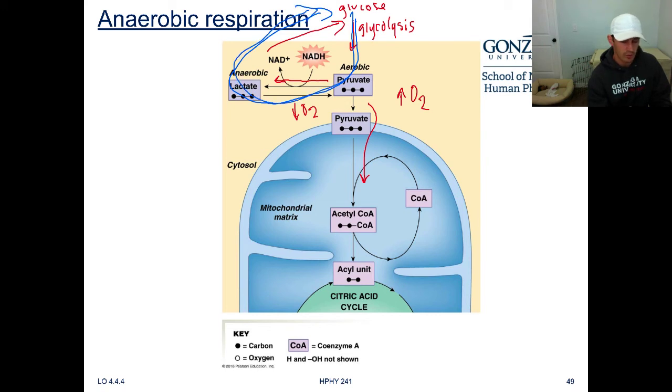There's no oxygen and plenty of glucose. However, most of the time in the human body, in most of our cells, oxygen is plentiful. So once pyruvate is made from glycolysis, pyruvate moves into the mitochondria, and acetyl-CoA is produced, and then we can enter the citric acid cycle.